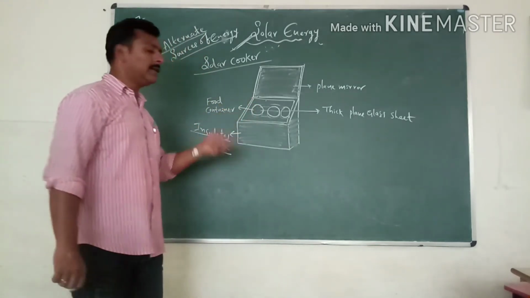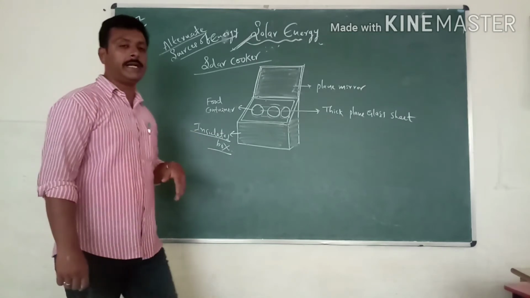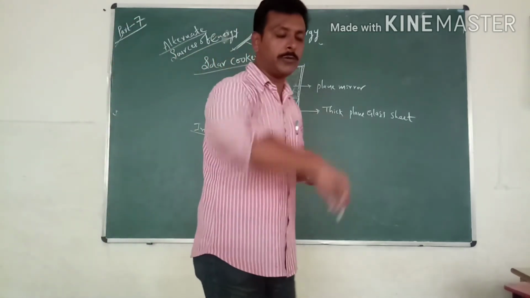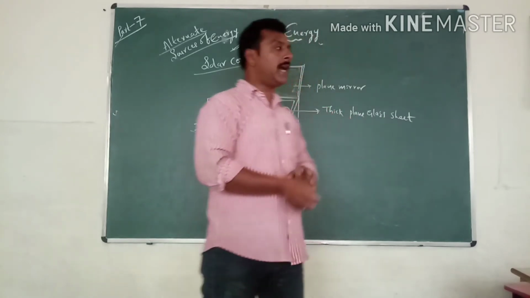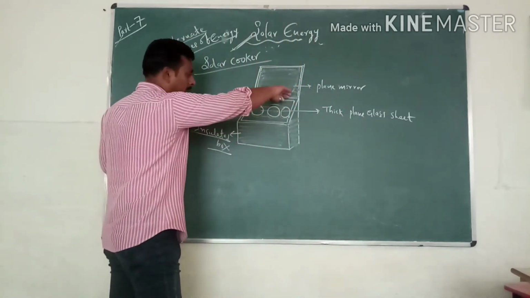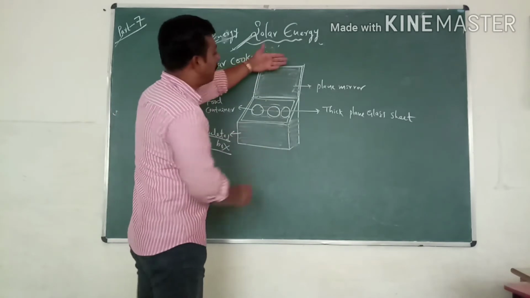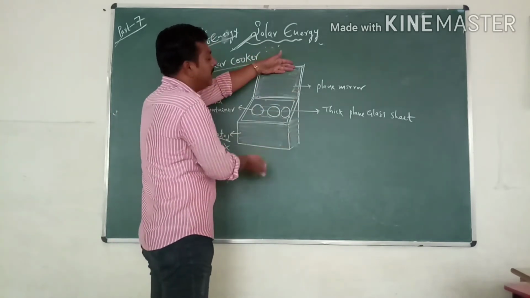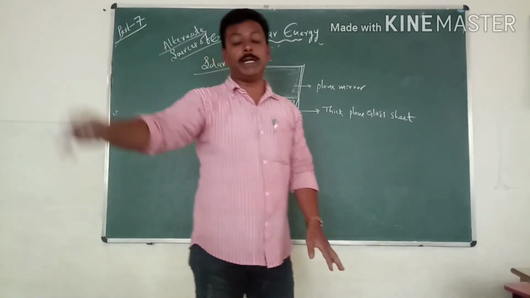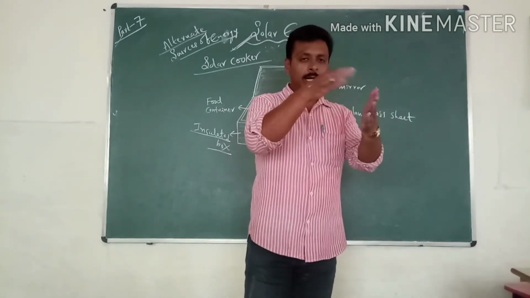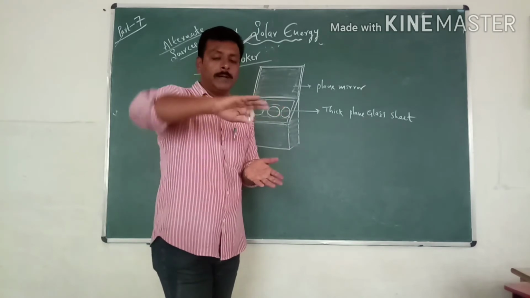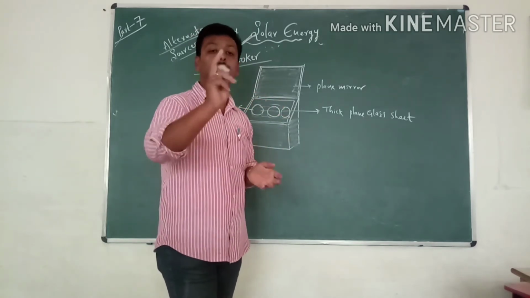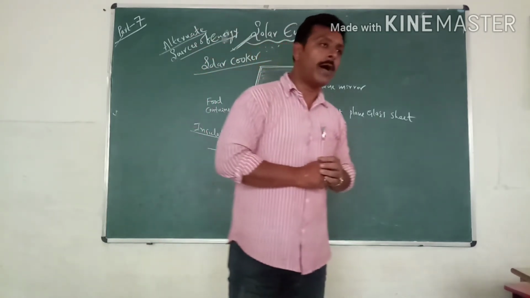Okay, so it is a box made of insulating material, meaning thermocol or cardboard. Inside the box and on the top face of the box from inside, it is completely painted with black color. The internal surfaces of the solar cooker are completely painted with black color. Why, sir? Why only black color?